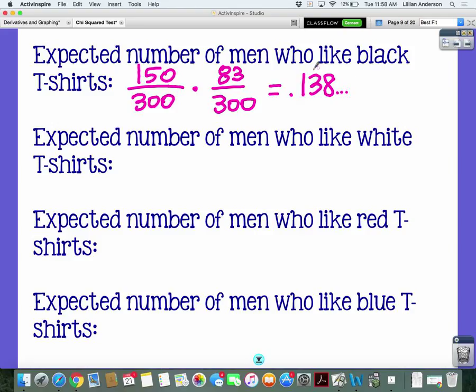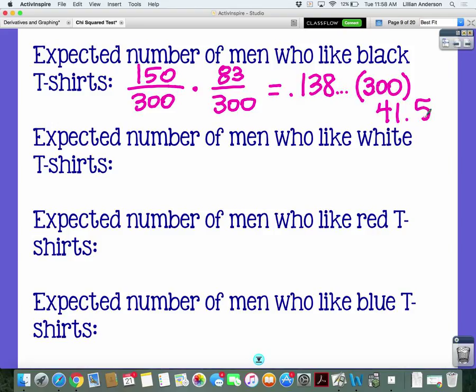So this is not the expected number. I do apologize, this is the probability. To find the actual expected number, you have to multiply by the total number of people that there are. So take that number and just do times 300. What do you get? 41.5. So that's the expected number of men who like black t-shirts. Now, before anybody says anything, you're like, well, you can't have 0.5 per person. True, but you do not want to round for this expected value table. Do not do that. It's going to throw everything off.